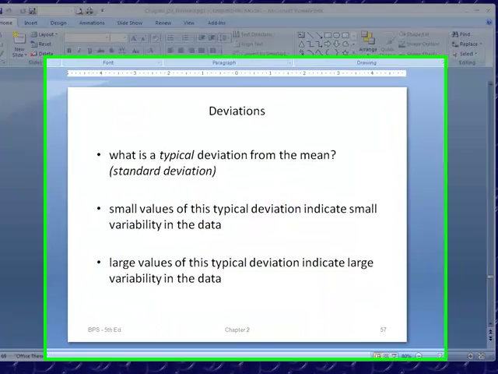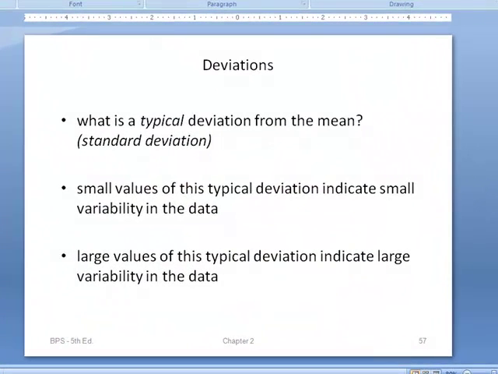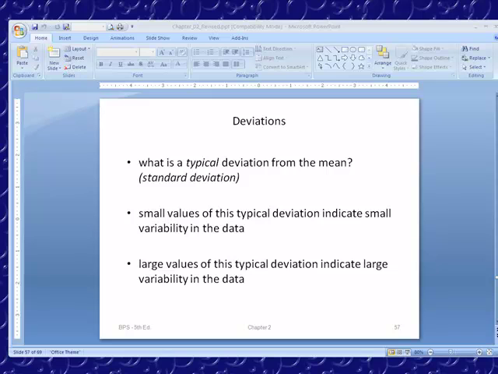So to answer some questions, what is a typical deviation from the mean? It's what we're going to call the standard deviation. Generally, small values in this deviation indicate small variability in your data. And of course, large values of this typically denote that there's large variability in your data.